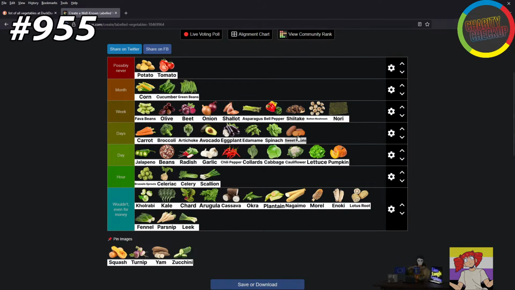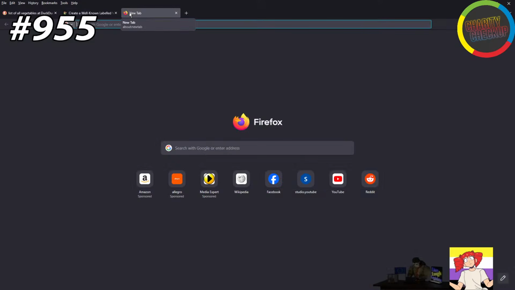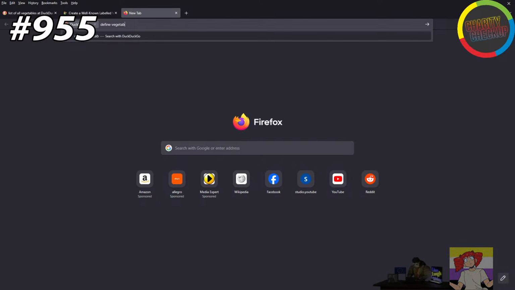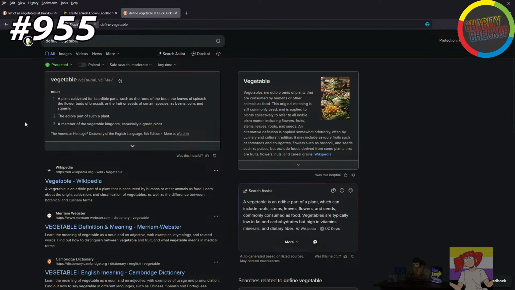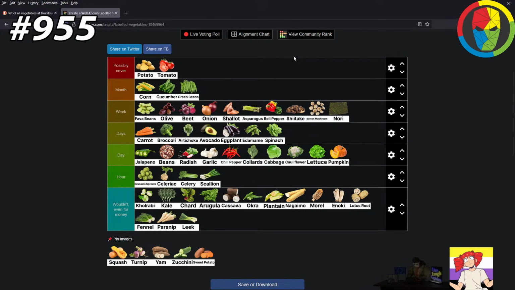I'm losing my mind. They are sweet, but they're not traditionally served as a dessert. Cooks have to be shot. All of them. A plant cultivated for its edible parts, such as the roots of beets, the leaves of spinach, the flower buds of broccoli, or the fruits or seeds of certain species, as corn and squash. Except mushrooms are also vegetables. And also sweet potatoes, which are sweet, are an exception to this definition, but okay, whatever. Member of the vegetable kingdom, especially green plant, once again. Because we love making exceptions.